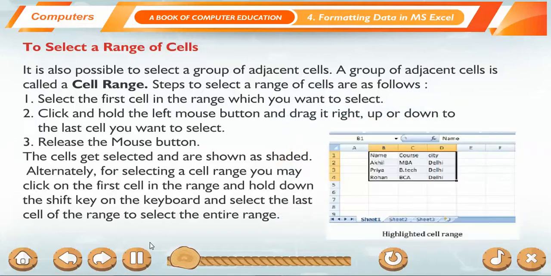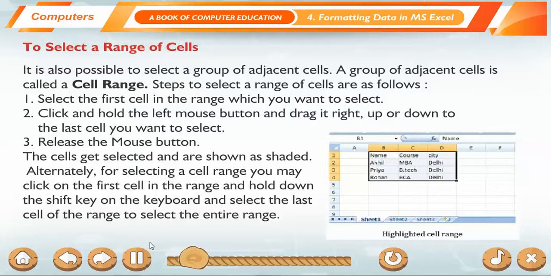To select a range of cells. It is also possible to select a group of adjacent cells. A group of adjacent cells is called a cell range. Steps to select a range of cells are as follows. Select the first cell in the range which you want to select. Click and hold the left mouse button and drag it right, up or down to the last cell you want to select. Release the mouse button. The cells get selected and are shown as shaded.